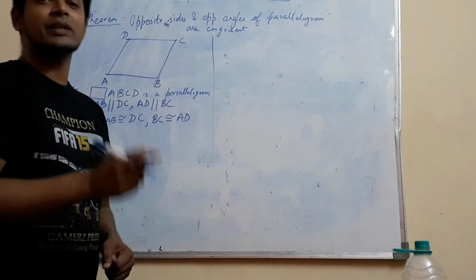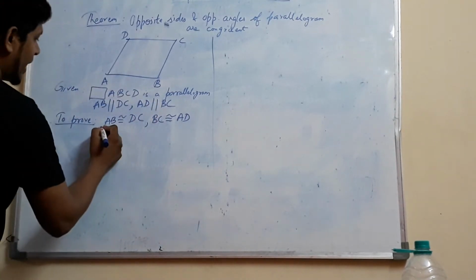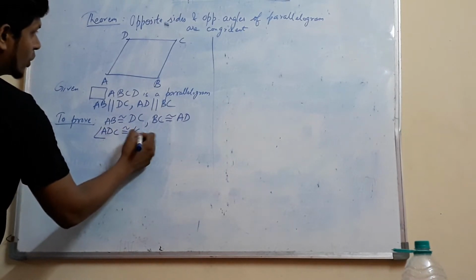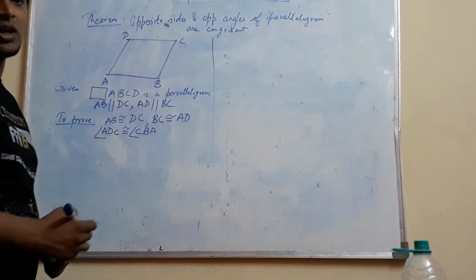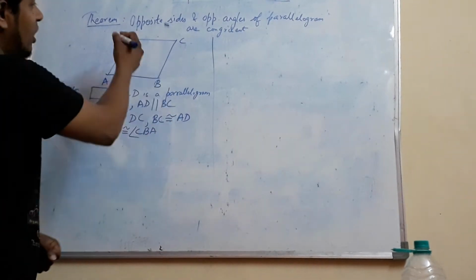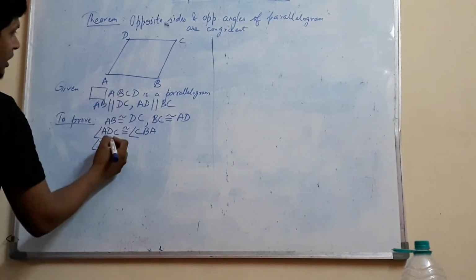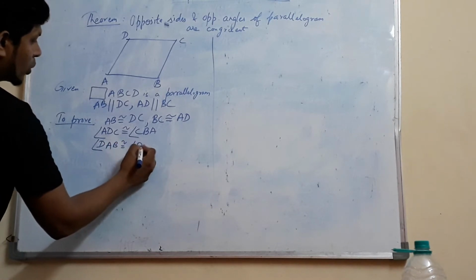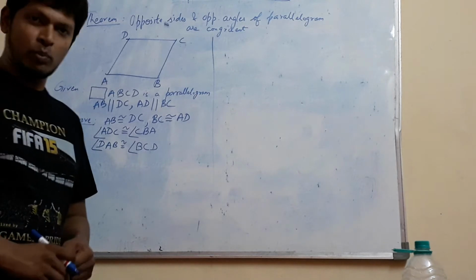So we need to prove that the sides are congruent and also the angles. So regarding the angle, we need to prove ADC is congruent to CBA. This is the angle which we need to prove, that is the opposite angles. So we can say DAB is congruent to BCD. So this is what we need to prove.